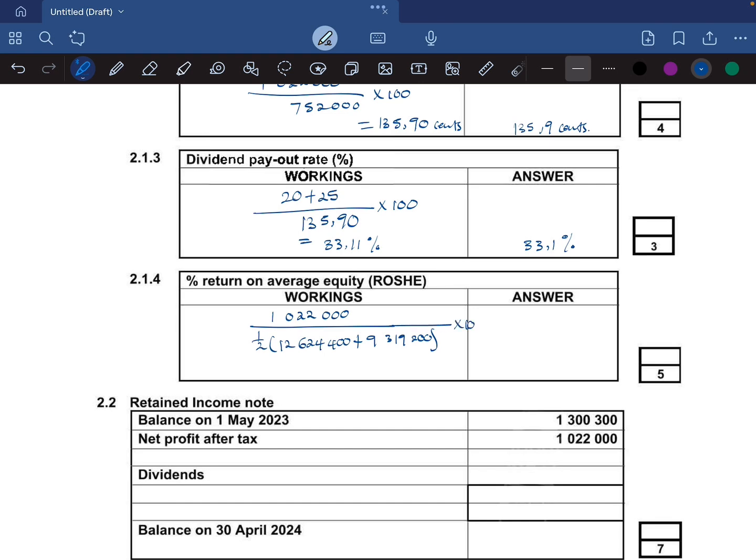We'll multiply that by 100. And then let's quickly punch into the calculator. So that's 1/2 of 12,624,400 plus 9,319,200 multiplied by 100. And then our average return on equity is 9.31, which is 9.31%.